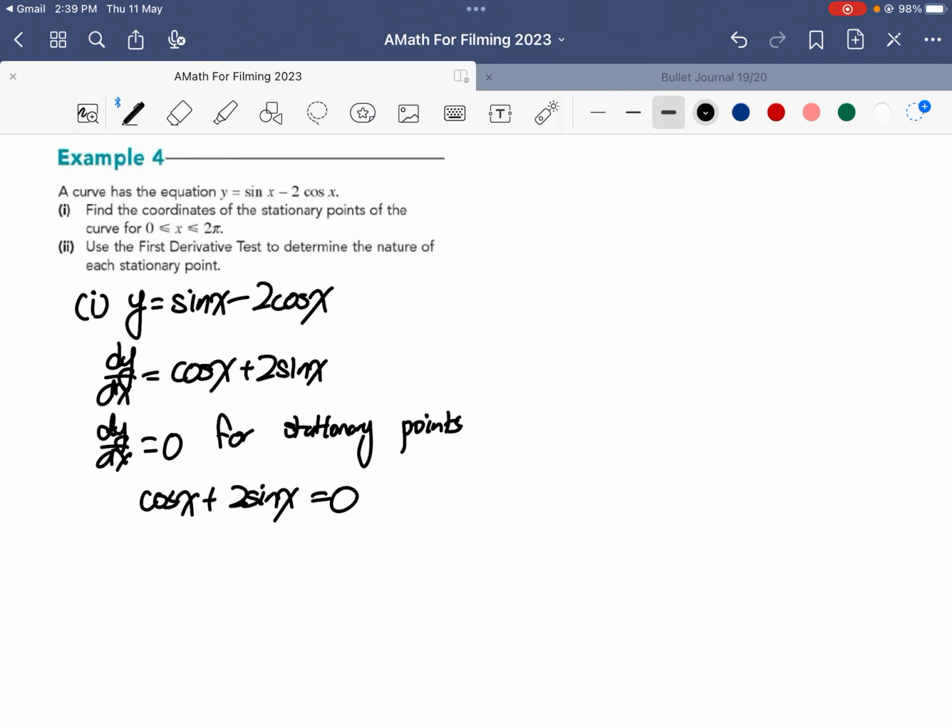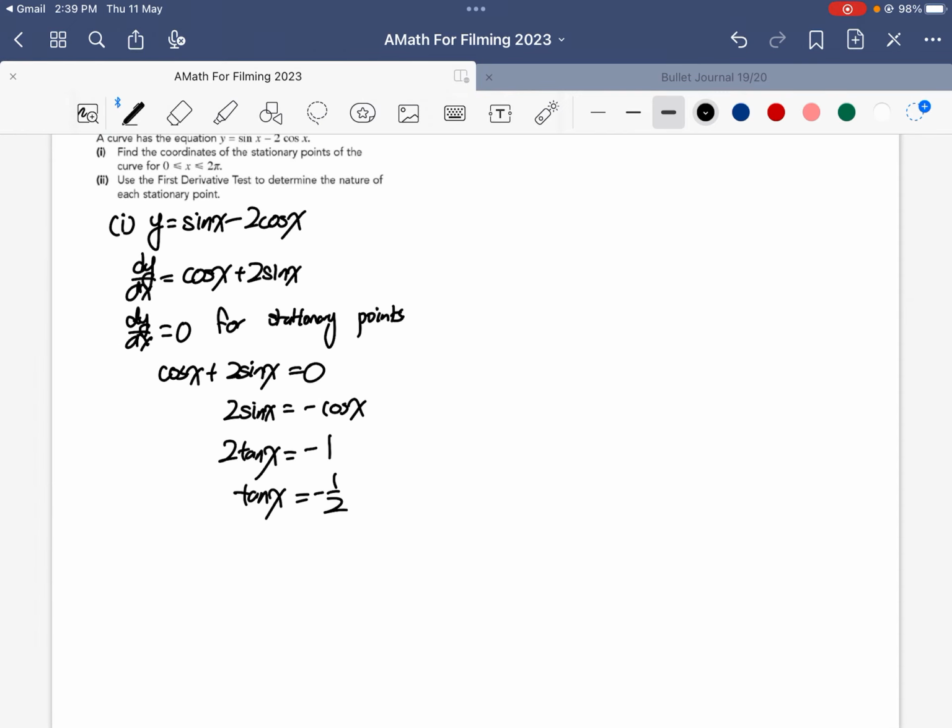Very quick recap of how to solve this. 2 sine x equals negative cosine x. Dividing both sides by cosine x, I get 2 tangent x equals negative 1. Tangent x equals negative half. I hope you remember how to solve this, because here tangent is negative. Now, ASTC: A will occur in the second quadrant, T is positive, and C as well in the fourth quadrant.